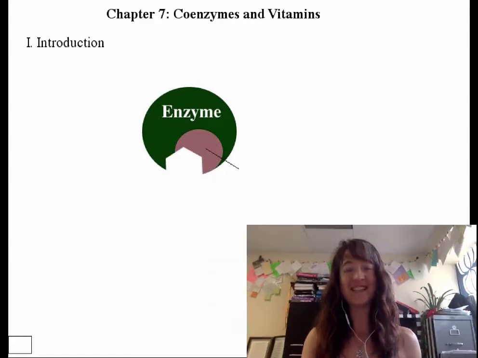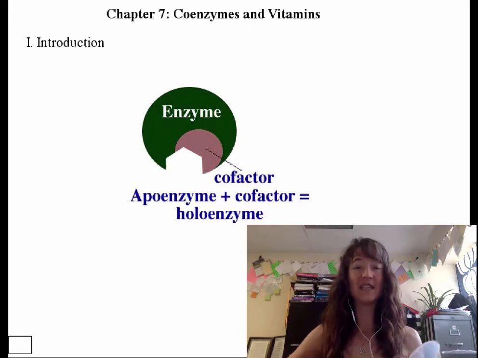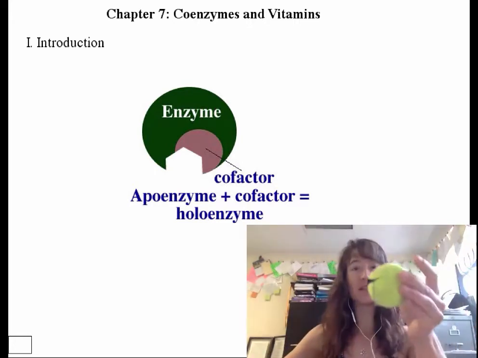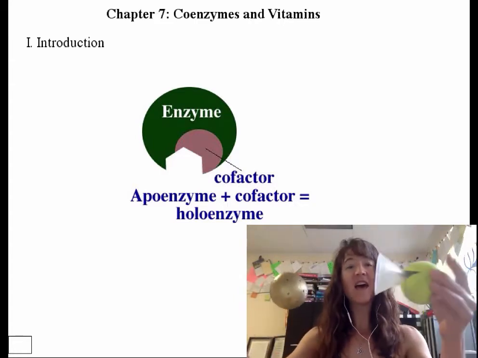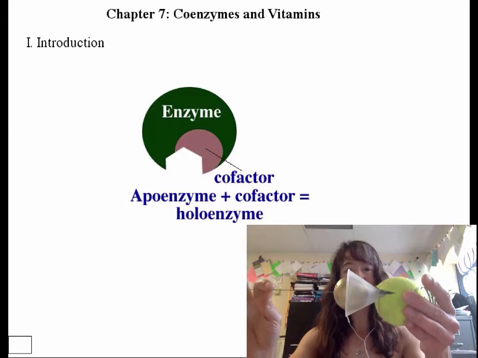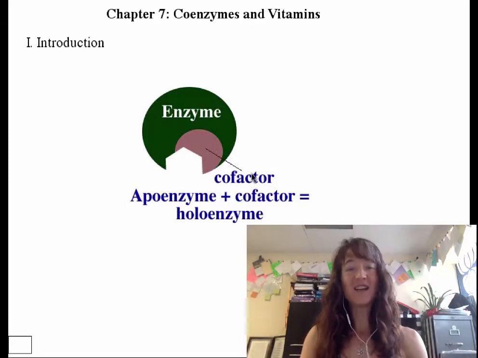So hopefully that cheesy demo allowed you to better visualize the difference between an apoenzyme lacking its cofactor, a holoenzyme having its cofactor, and the cofactor being absolutely essential for binding to the substrate. So recognize that the nature of cofactors is variable. Some of these cofactors are essential ions. Some of them are coenzymes that are vitamin derived.